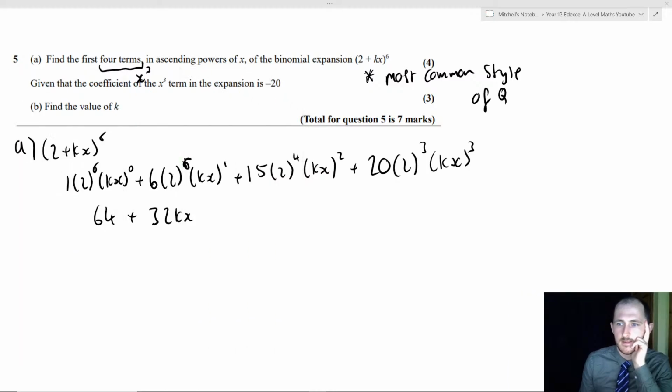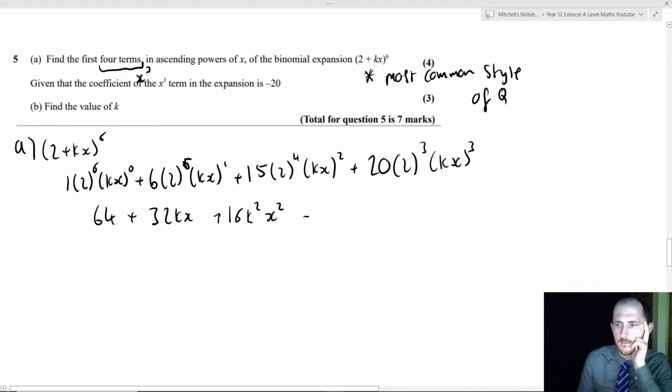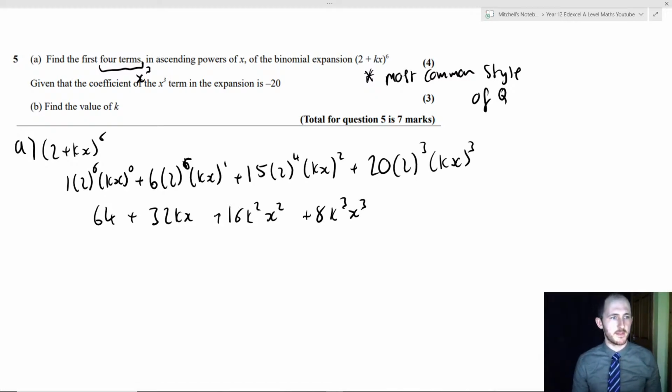We get 16. And now it's going to be k squared x squared, bear in mind. And then lastly, cubed, k cubed x cubed. So again, remembering the powers is probably something that may trip you up. So that's just working out the powers of 2.